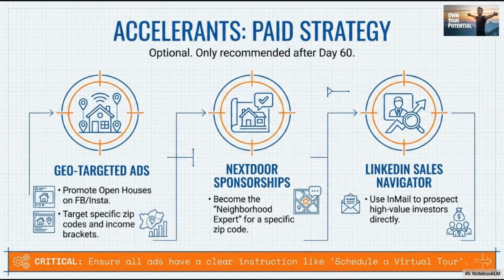I think they kind of took that away, but a zip code should be pretty obvious to just see what kind of incomes are going to be taking place there. Nextdoor sponsorships: become the Nextdoor expert for a specific zip code, which you have to be in a specific zip code with Nextdoor because they only allow you a certain radius around your current registered location of living. Then LinkedIn Sales Navigator, really cool product.